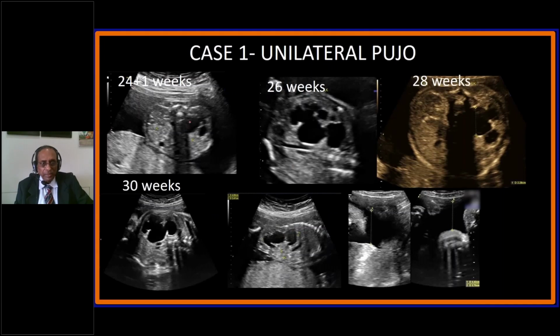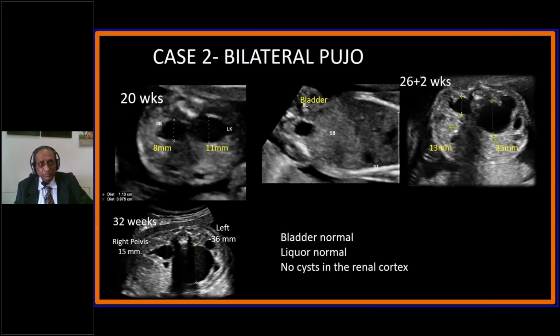So this patient presented to us at 24 weeks with a unilateral dilatation. It was classified as UTD A2 and 3. At 26 weeks, the calyceal dilatation became bigger. The renal pelvis also became larger. At 28 weeks it became even larger, and the bladder was of course normal, liquor was normal. So this was a unilateral pelviureteric junction obstruction; we could also not trace the ureters.